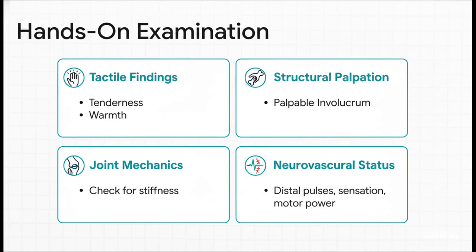Now, it's time for the hands-on examination. You will feel for tenderness directly over the bone and check for any localized warmth. You will palpate for that irregular bony thickening that confirms the involucrum. If the sinus is near a joint, you must assess for stiffness. And critically, never forget the neurovascular status. A full check of the distal pulses, sensation, and motor power is absolutely mandatory to rule out any advanced complications.